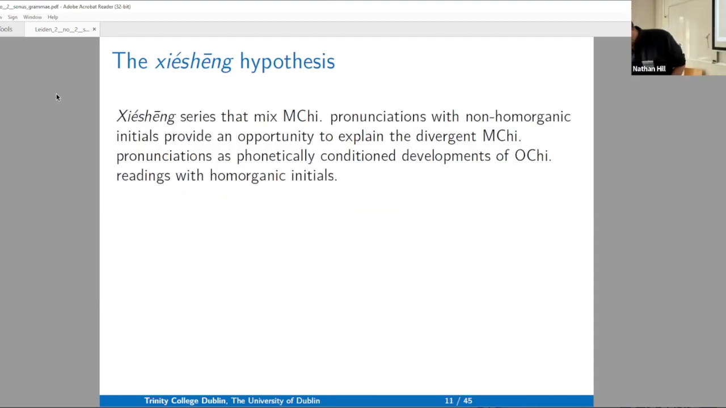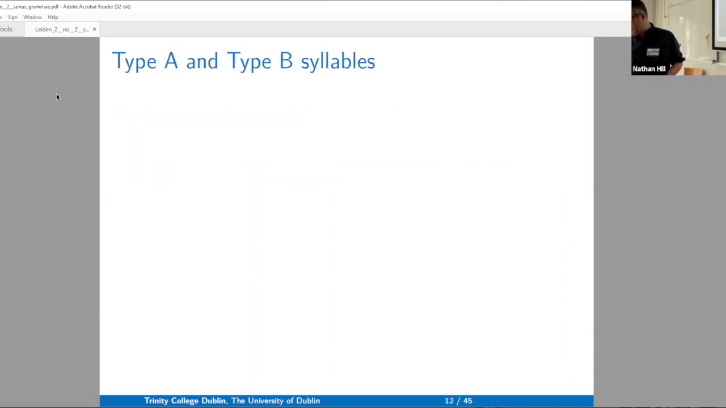Okay, so now, and this is almost where we left off yesterday, we're going to look at xiesheng series. That's a bunch of characters that are written with the same phonetic, and see when they violate, apparently, using Middle Chinese readings, the xiesheng hypothesis. And then each such violation will inspire us to overcome it somehow with a hypothesis about initials. Yeah.